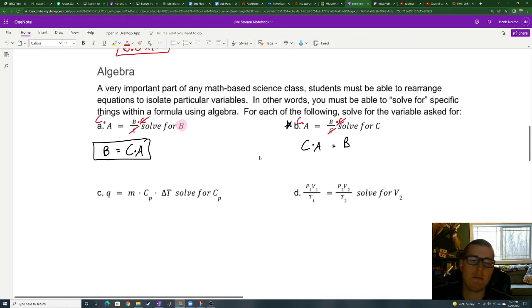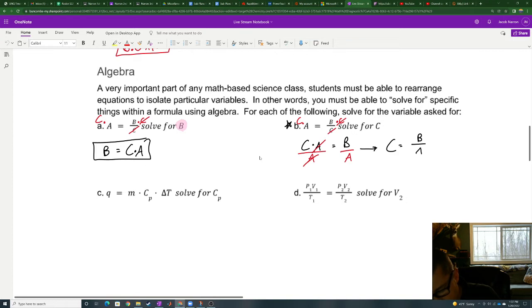So in order to get C by itself, instead of multiplying by A, how about I just divide by A? Let's see what that does. Divide by A. That cancels it. Whatever you do to one side, you have to do the other side. There you go. And so we end up getting C is equal to B over A. And that's it.